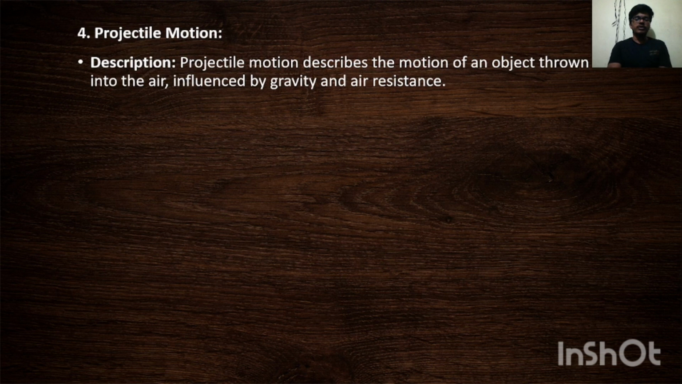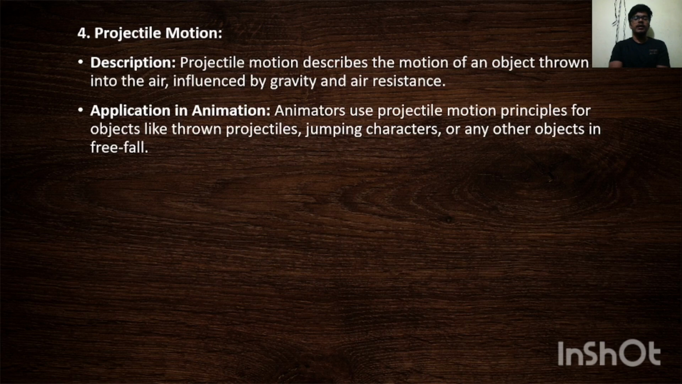Next, we have projectile motion. Projectile motion describes the motion of an object thrown into the air influenced by gravity and air resistance. Animators use projectile motion principles for objects like thrown projectiles, jumping characters, or any other objects in free fall. For example, animators use projectile motion for animated characters to jump from one building to another building accurately in a projectile mode.